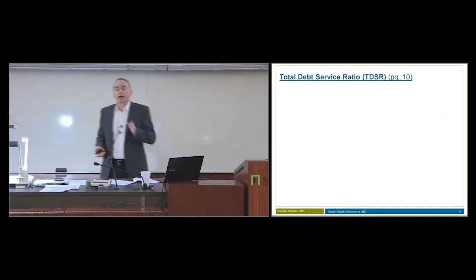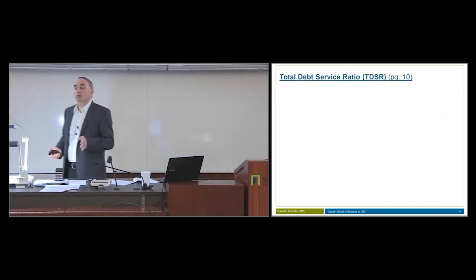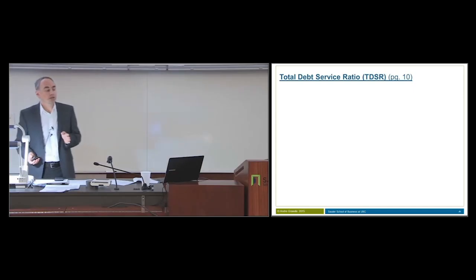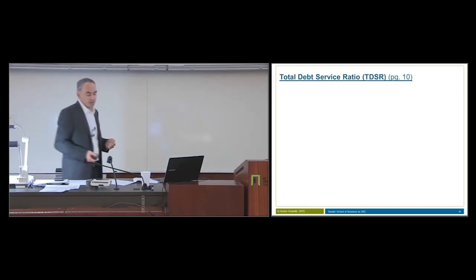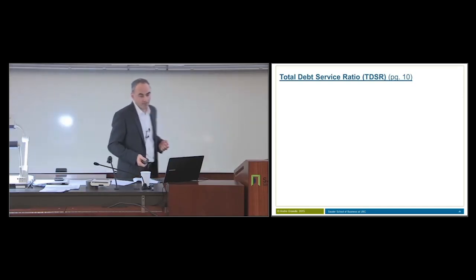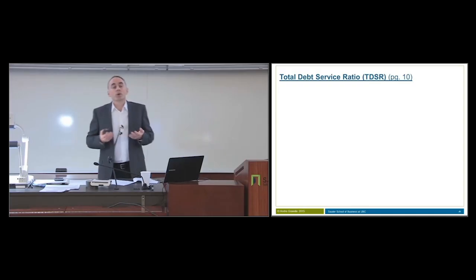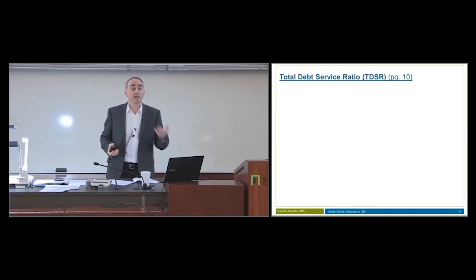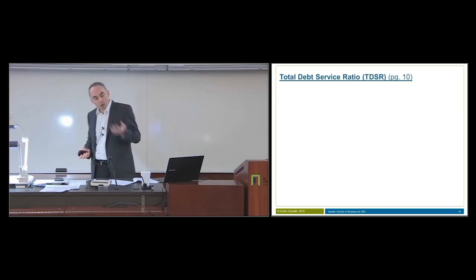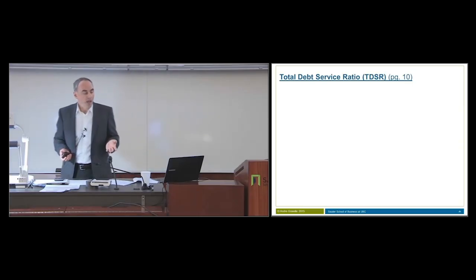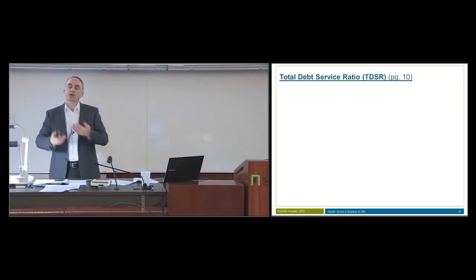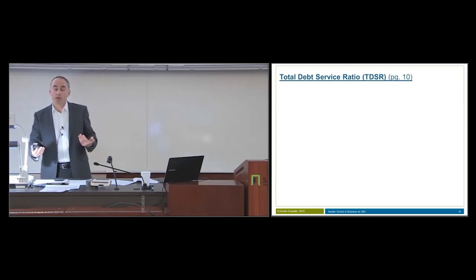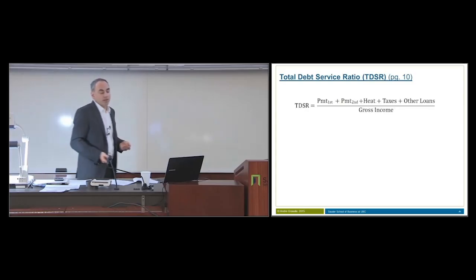So let's look at a second mortgage loan. Let's look at qualifying for a second mortgage loan, and we'll see how that works. So if a borrower wants to qualify for a second mortgage loan, they've got to go through a test. The test that's used is the total debt service ratio. And the total debt service ratio is a ratio just like the gross debt service ratio was. The equation looks like this.